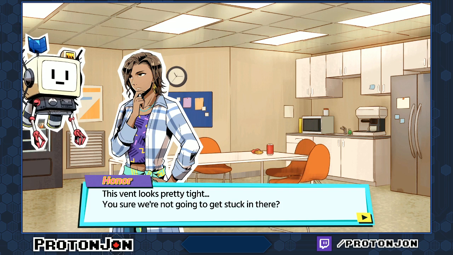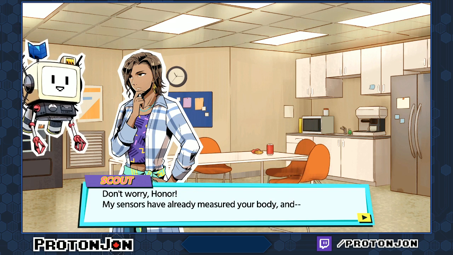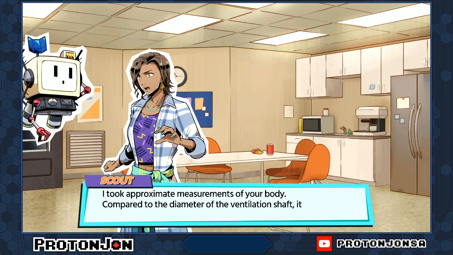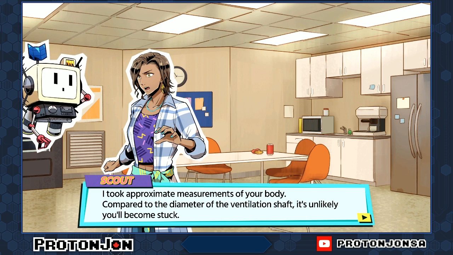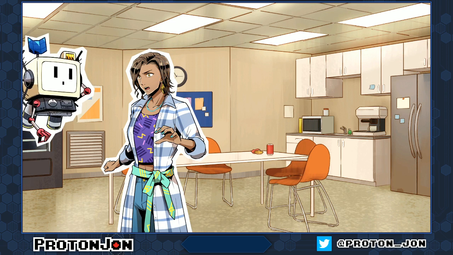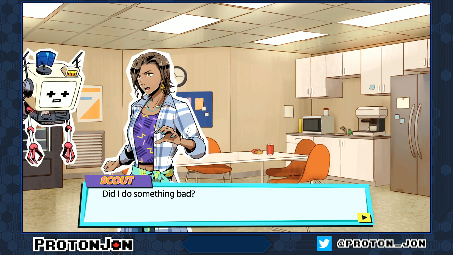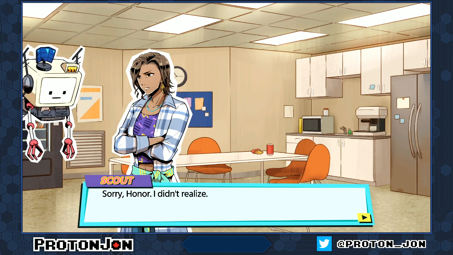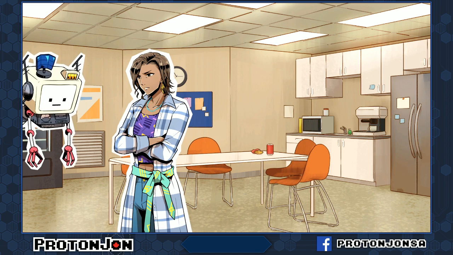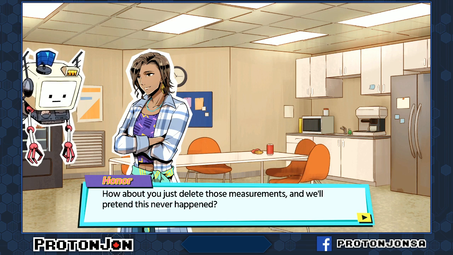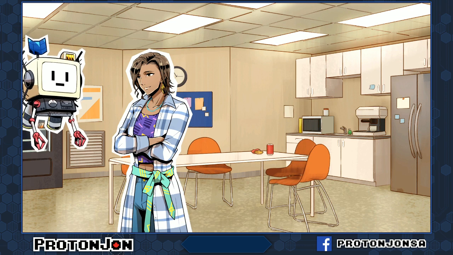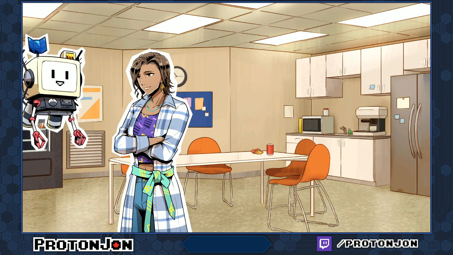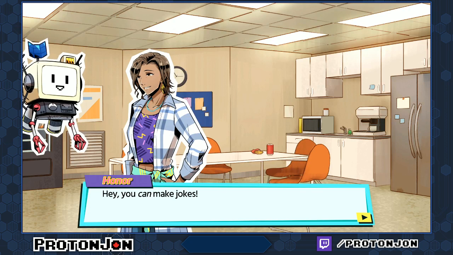This vent looks pretty tight. You sure we're not gonna get stuck in there? Don't worry, Honor, my sensors have already measured your body and... You did what? I took approximate measurements of your body. Compared to the diameter of the ventilation shaft, it's unlikely you'll become stuck. Did I do something bad? Oh, you didn't call me fat at least. Scout, you can't do that kind of thing without asking. Sorry, Honor, I didn't realize. How about you just delete those measurements and we'll pretend this never happened. What measurements? Hey, you can make jokes.